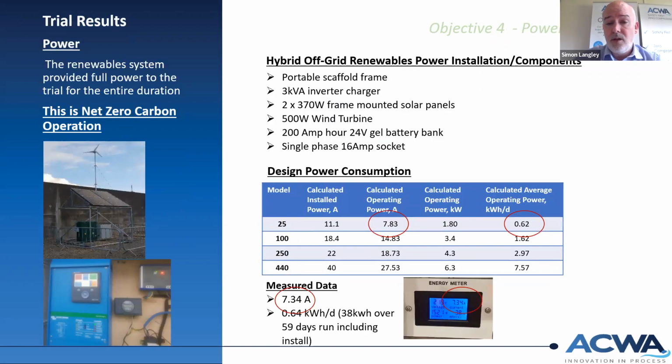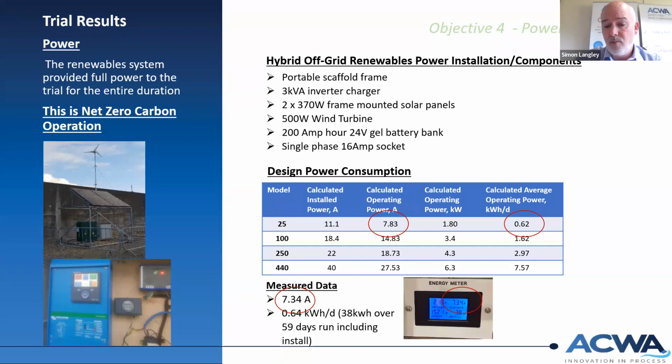As we set out, we tried to run the unit off a micro renewables pack rather than off the mains. To do this, we placed a 3 kVA inverter together with two 370-watt frame-mounted solar panels and a 500-watt wind turbine. Those were delivering power to a battery bank, which then ultimately powered the unit.